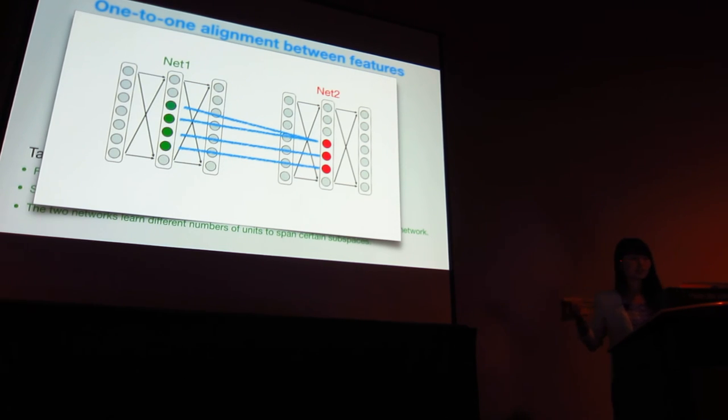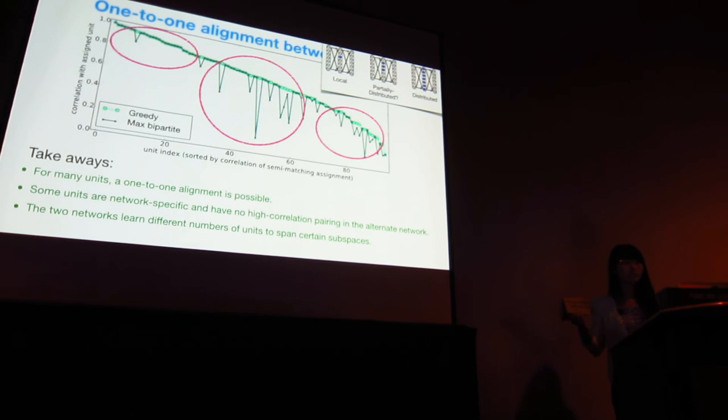And with unique bipartite matching, three out of four units from net one may be matched to their best, closest counterpart in net two. Although the fourth unit here has a very highly correlated neuron in net two, since those three units have already been taken, it ended up being paired with an almost unrelated unit. So we take this result to be a hint of a partially distributed code that may be being used, and we'll talk about that more specifically in the next part of the talk.